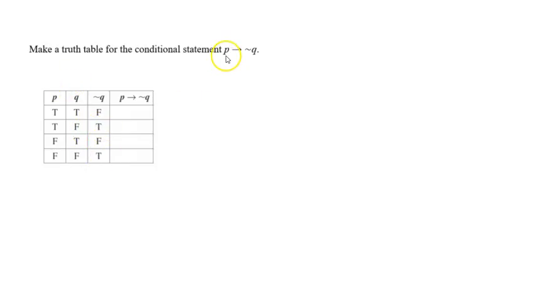All right, so now we're looking at P implies not Q. So true implies false. That's our alarm, right? True implies false is a false statement. True implies true is true. False implies false. Well, false implies anything is true. And false implies true. That's also true. So FTTT is the truth table for P implies not Q.